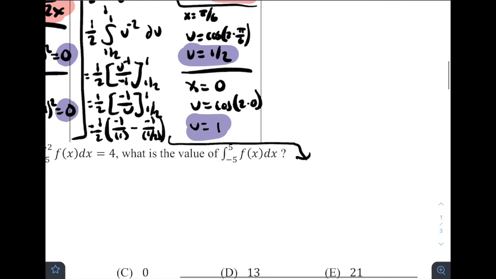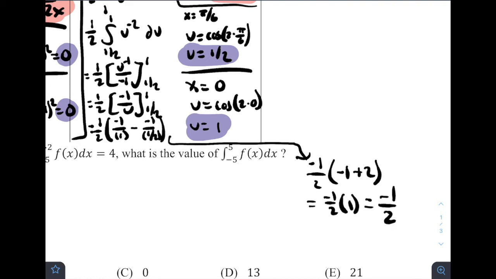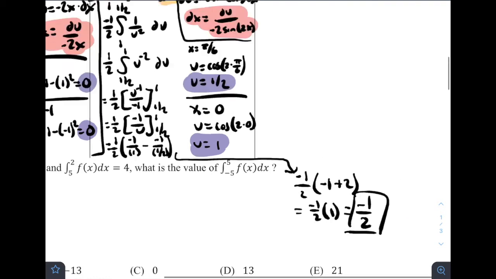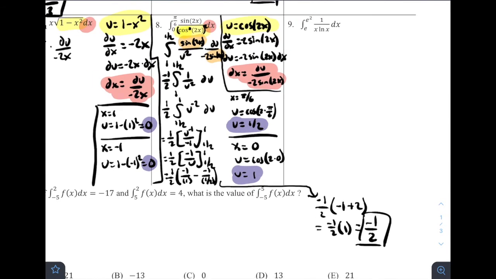So we've got negative 1/2 times negative 1 over 1, which is negative 1, and then negative 1 divided by 1/2 is negative 2, so minus negative 2 is plus 2. So that's negative 1/2 times 1, which is negative 1/2. That's going to be our answer for problem number 8. We did some u-substitution in this problem, having to change our limits of integration just because we changed our variables.